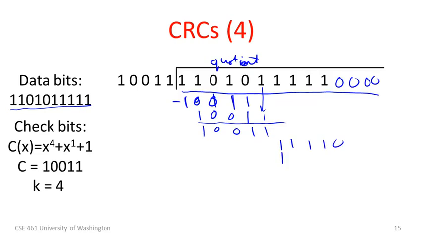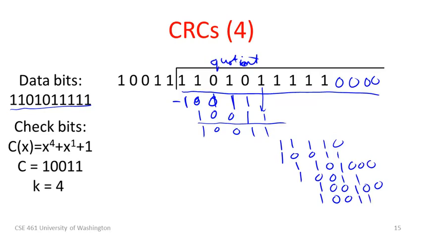Now I'll continue subtracting 1, 0, 0, 1, 1 from this, and I'll get 0, 1, 1, 0, 1, and I've got another 3 zeros here. Do it again, 1, 0, 0, 1, 1. When I subtract that, I get 1, 0, 0, 1, 0, 0. One more subtraction, 1, 0, 0, 1, 1. Cancel, cancel, cancel, cancel. I'm left with here 1, 0. And that's the final remainder.